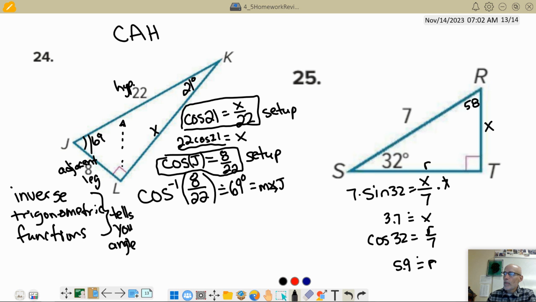All right, I hope I'm making this clear, that it's starting to seem a little bit easier. In my next video, I'm going to do the last two problems of this set of 6 problems. Number 26 and 27 coming up.